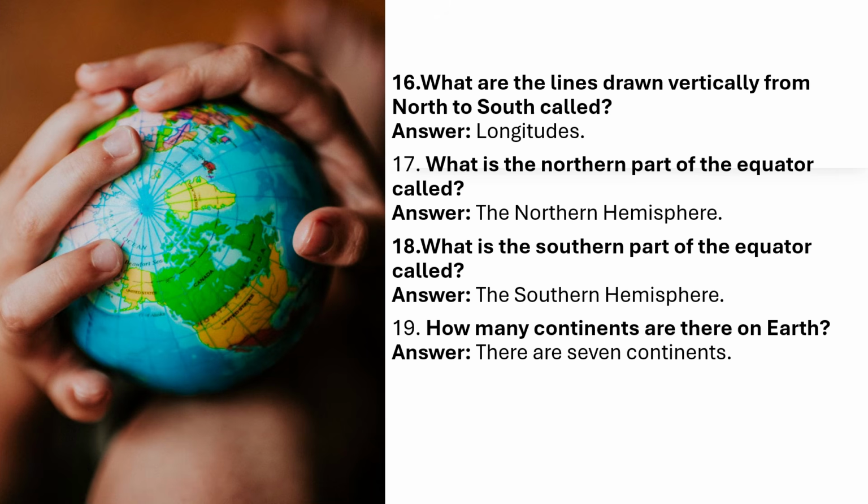Answer: longitudes. What is the northern part of the equator called? Answer: the northern hemisphere. What is the southern part of the equator called? Answer: the southern hemisphere. How many continents are there on the Earth? Answer: there are 7 continents.